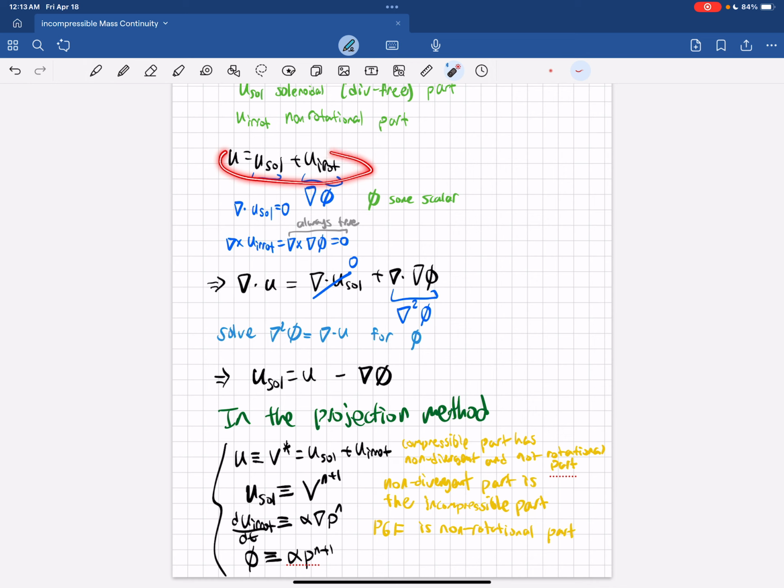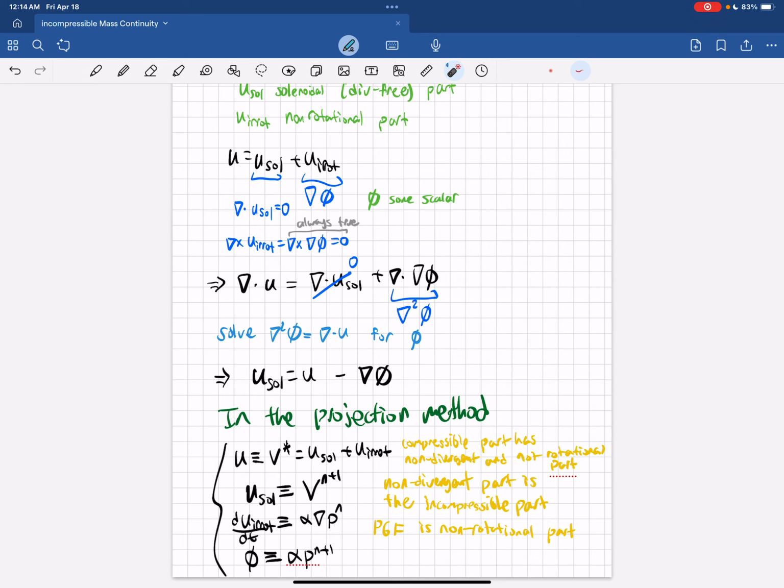So we split it up and we say that the non-rotational part must be some gradient of a scalar. And because the curl of a gradient of a scalar is always 0, you can pick whatever you want. This is the one that we know, so we'll just do that. And then this part is non-divergent, so we define it by saying that the divergence of U sol is 0.